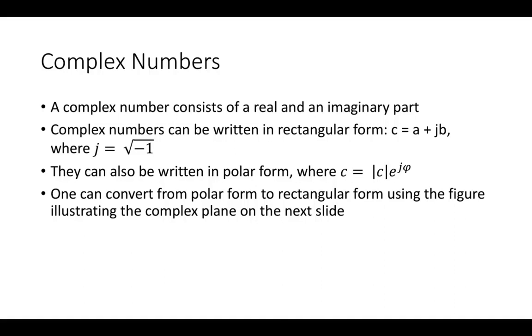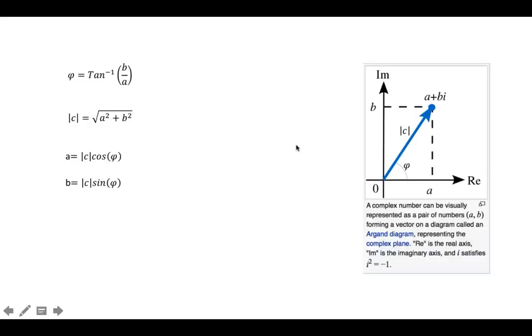Now this can also be written in what we refer to as polar form, where we have the same C that's equal to the absolute value, which is also known as the magnitude of C, times e to the j phi, where phi is known as the phase. And you can convert back and forth between these two forms. And a lot of times students will try to memorize the formulas that give you the conversion back and forth, but I just want to show you the figure where all of this is defined.